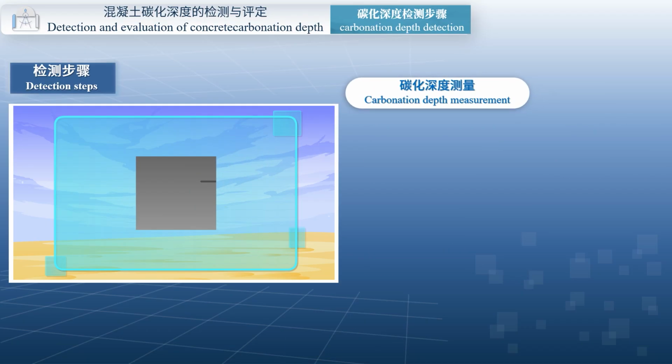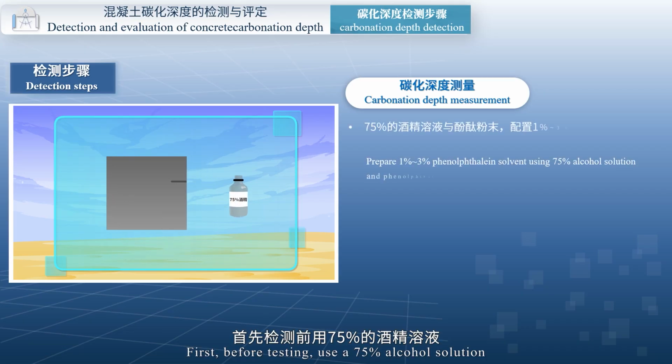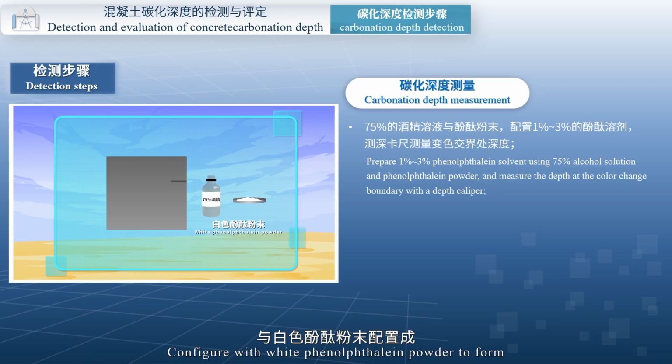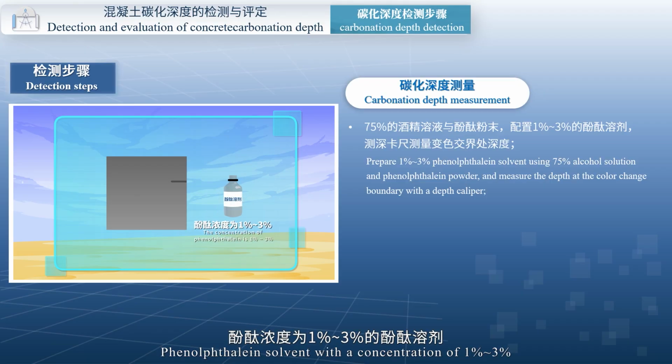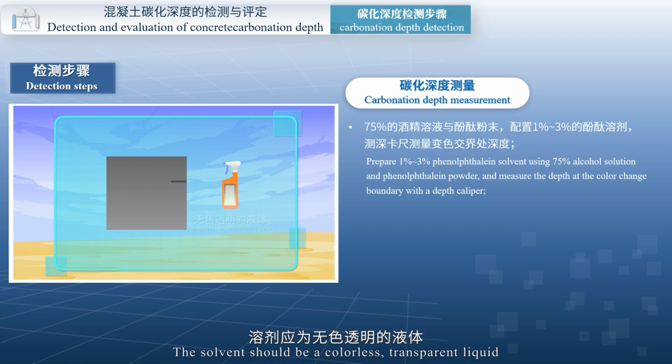Step 3. Measurement of carbonation depth. First, before testing, use a 75% alcohol solution. Configure with white phenolphthalein powder to form phenolphthalein solvent with a concentration of 1% to 3%. Load into a sprayer for standby use. The solvent should be a colorless, transparent liquid.